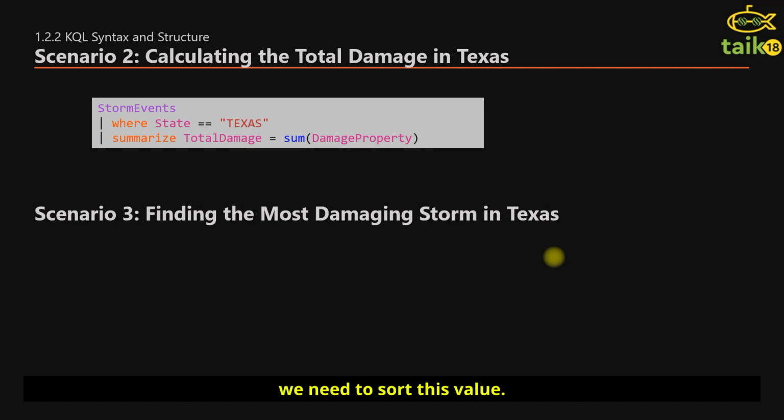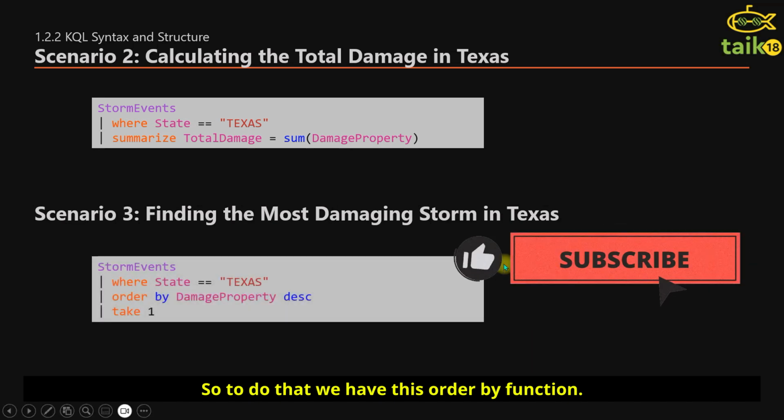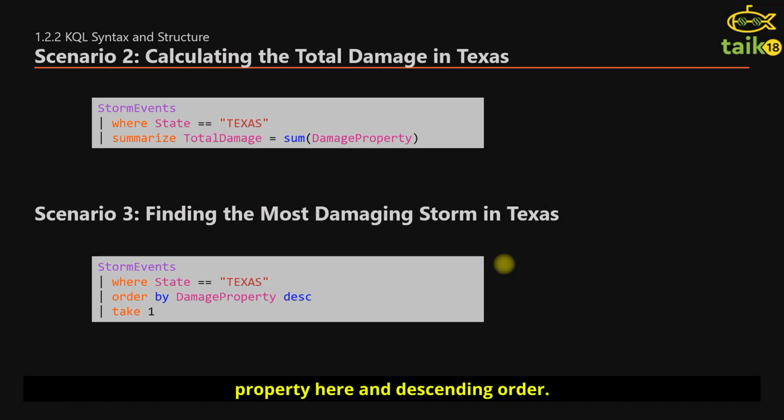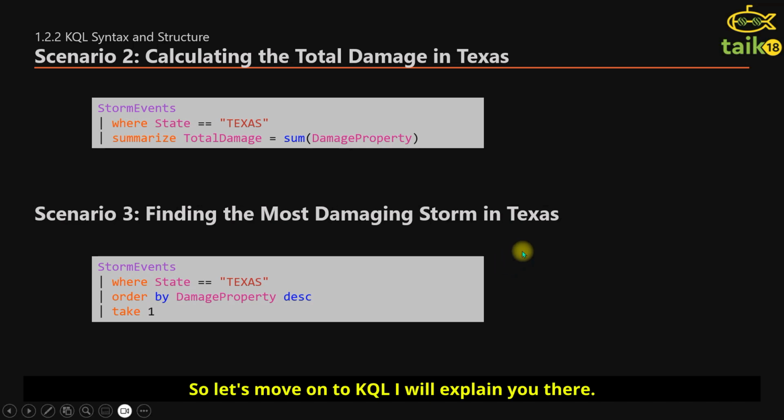In order to do that, we need to sort this value. So to do that, we have this order by function. So order by damage property, where that's the damage property here, and descending order. And then we need to use take 1. So let's move on to KQL. I will explain you there.